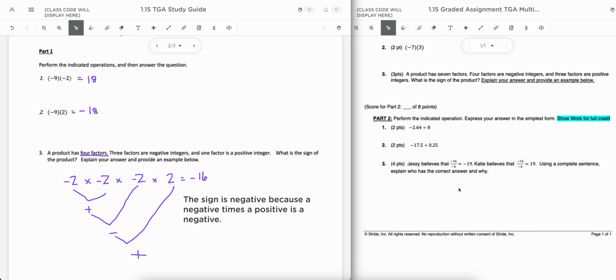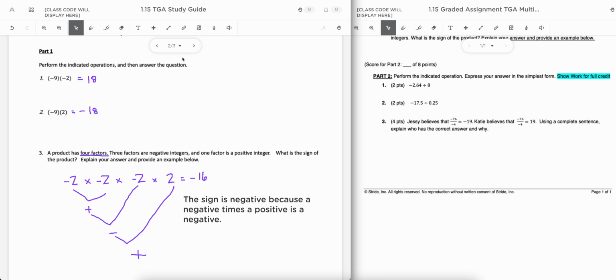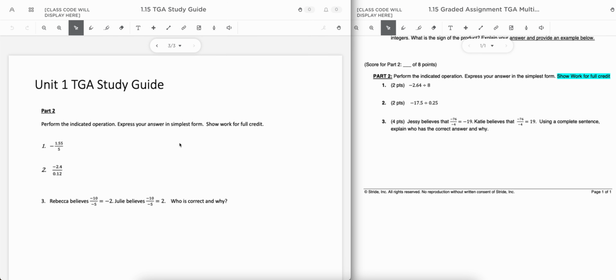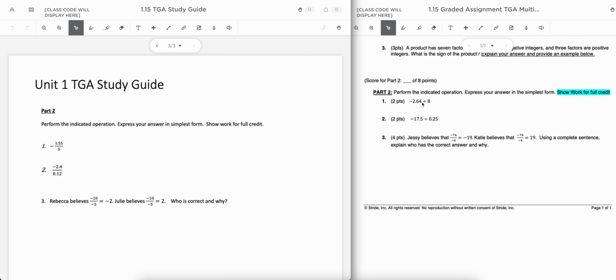Okay, so that's part 1. We'll go on to part 2. On the TGA, you have negative 1.55 over 5. And we know when we see a fraction, that just means a division problem. And you can see that on the real TGA here. It's not in fraction form. They have it written out like a division problem. But these are the same thing operation-wise. Okay? So anything I do for this one, you're going to do the same for this one.